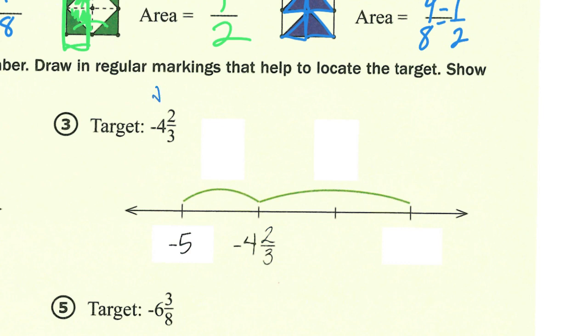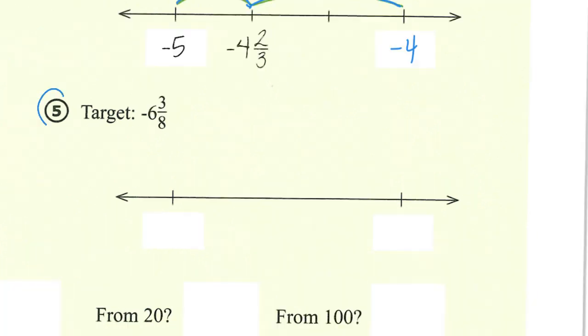In number 3, -4 2/3 is between -5 and -4. My distances here between -4 and -4 2/3, that would be 2/3, and between -4 2/3 and -5 would be a distance of 1/3. And let's skip to number 5.